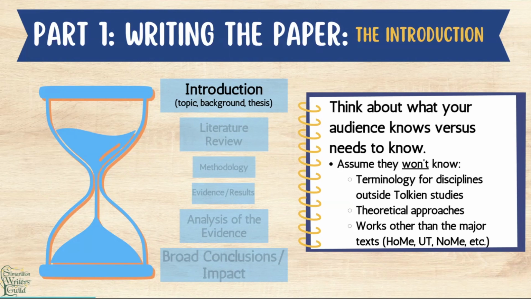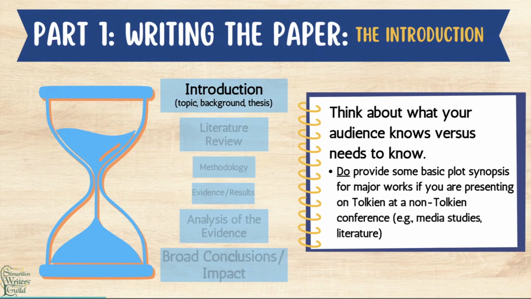So, for example, the Shibboleth of Feanor is probably familiar to every Tolkien fan fiction writer who's been in the fandom for more than a year. It's not going to be familiar to an audience at a general Tolkien conference. So you need to explain what that thing is. So that is worth taking the time to do.